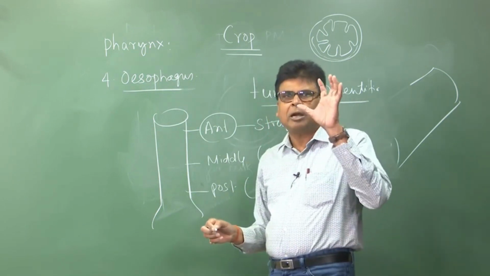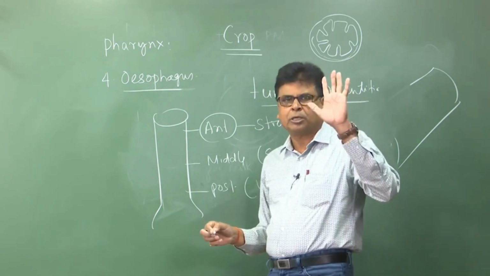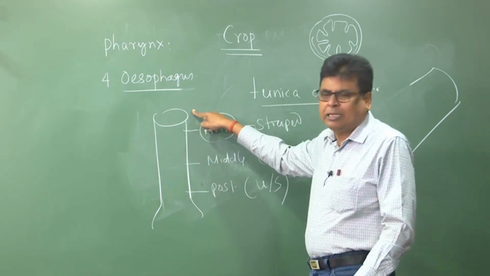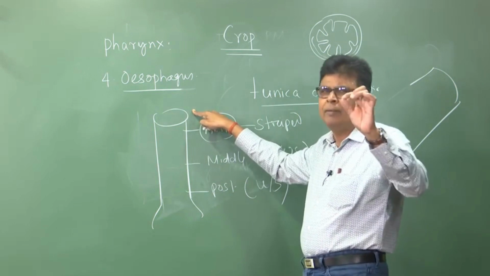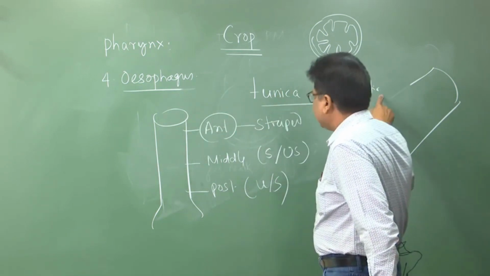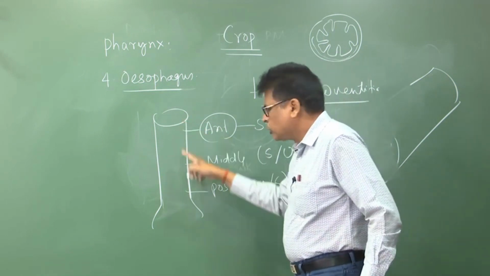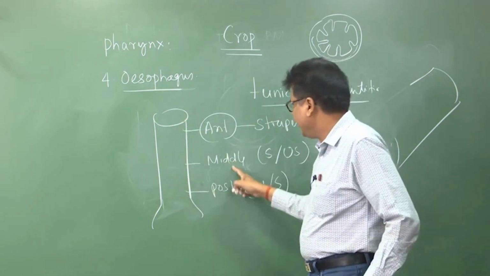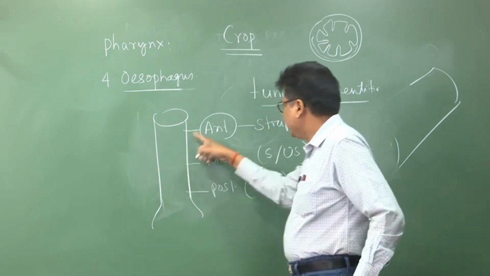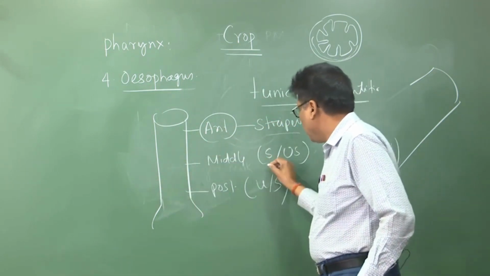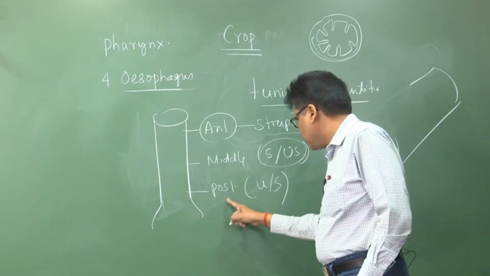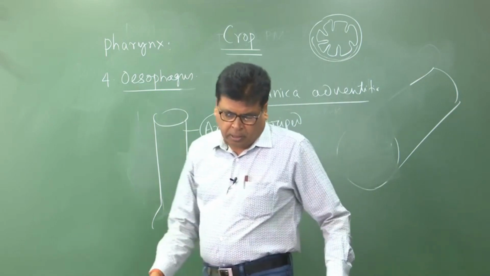The most important histology of the oesophagus is that outerly the peritoneum is absent, replaced by a thin wall known as tunica adventitia. Secondly, the muscles are distributed in three different manners: anteriorly they are striped, in the middle both striped and unstriped muscles are there in the wall, and lastly the posterior end has only unstriped muscles.